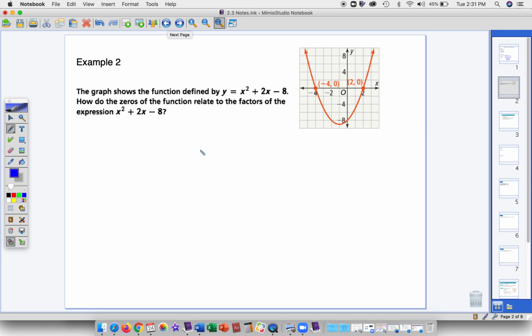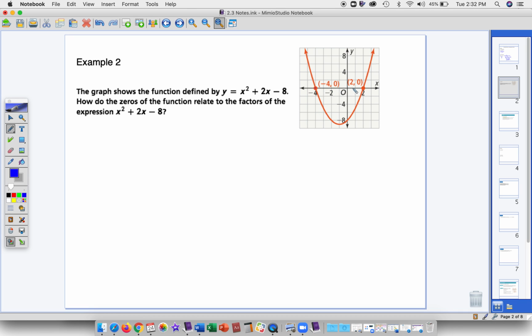Okay, example 2. The graph shows the function defined by y equals x squared plus 2x minus 8. How do the zeros of the function relate to the factors of the expression? So here the zeros are given.